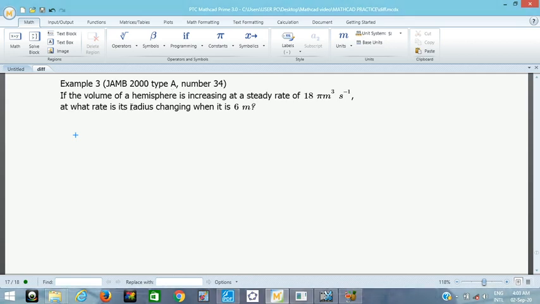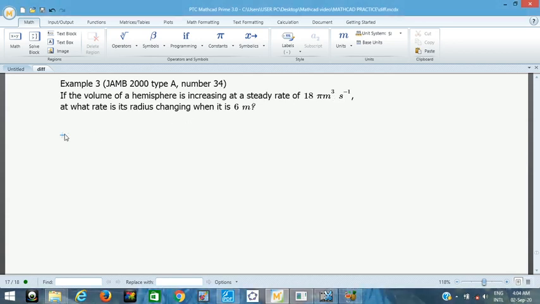So this time around they are talking about the volume of a hemisphere. If the volume of a hemisphere is increasing at a steady rate of 18 pi, you see this is volume. You can see the unit meter cube per second. So how is the volume of this hemisphere changing with respect to time? And it's changing at the rate of 18 pi meter cube per second.